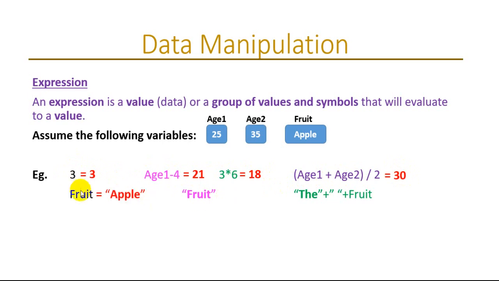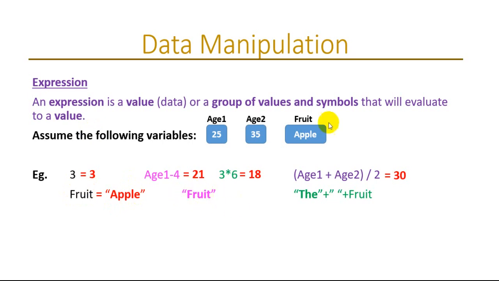In the same way, if you take alphanumeric, it evaluates to an alphanumeric constant. See, fruit is a variable, right? Double quotes are not there. So fruit means the contents of this, apple. So when you use fruit, it will evaluate to apple. It evaluates to a value, apple. So fruit is an expression. Fruit in double quotes is also an expression. This is an alphanumeric constant.